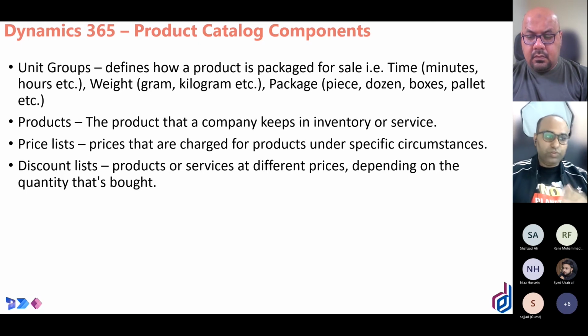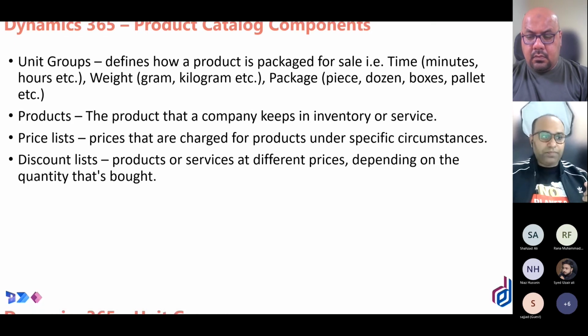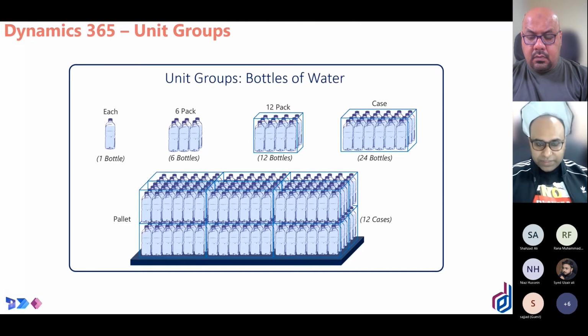So first let's go through the unit groups and products. This will cover how we can define your actual inventory in the system in Dynamics 365 for Sales. First, to understand the unit group, this is a very nice example. You could see that we have bottles of water. Let's assume we sell water bottles. We are Nestle, or retailers or wholesalers of Nestle. And you could see our base unit is each, which means one bottle.